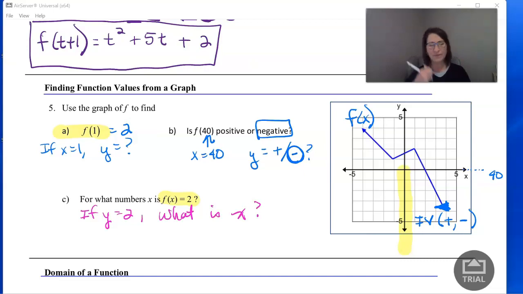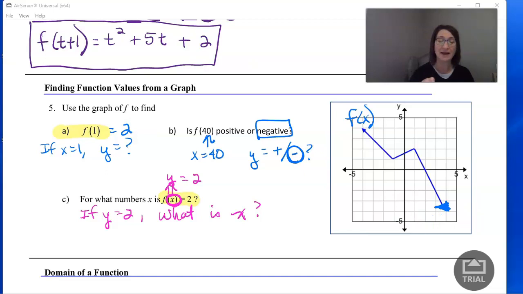How did I get that? Well, remember, f of x is the same thing as y. So that's saying y is 2. And x has not been identified. That's what I need to figure out. So I'm just going to go right here to my function.